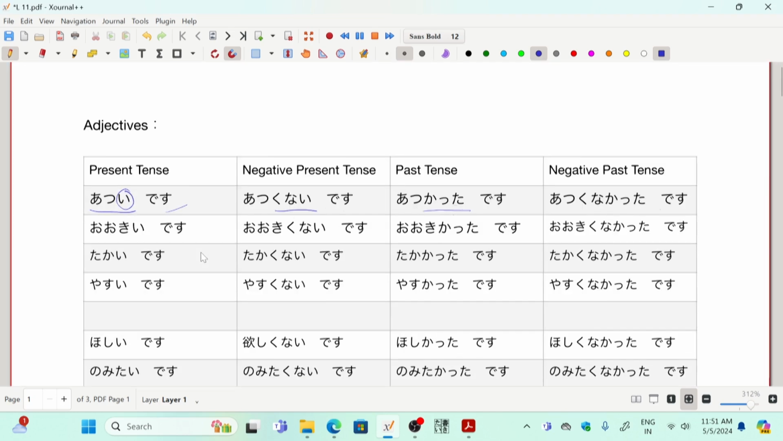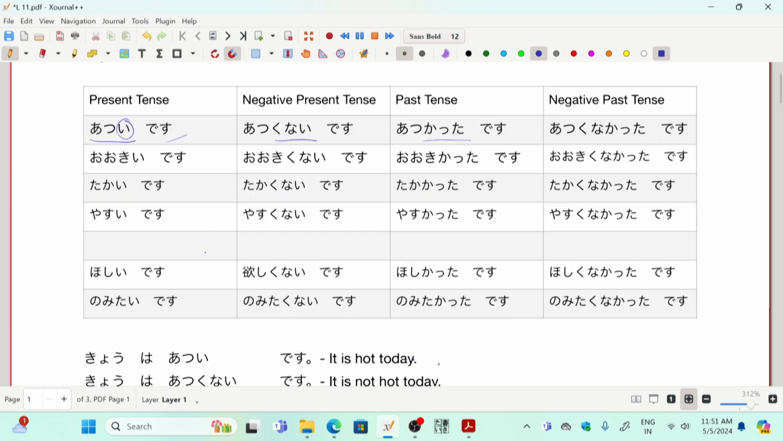Oki desu. Oki is big. Oki kunai desu. Not big. Oki katta desu. Was big. Oki kunakatta desu. Was not big. So negative past will be oki kunakatta desu. This will remain constant. Now takai desu.